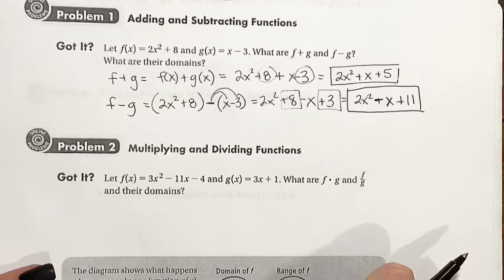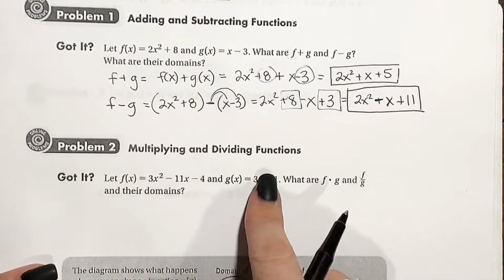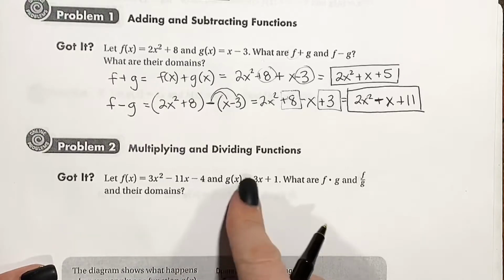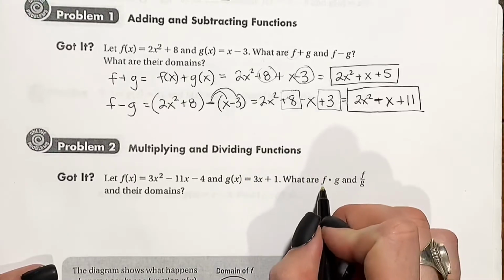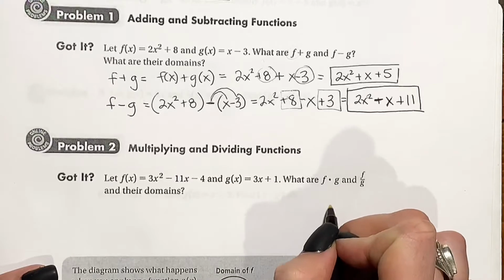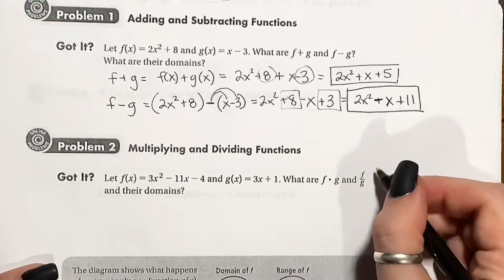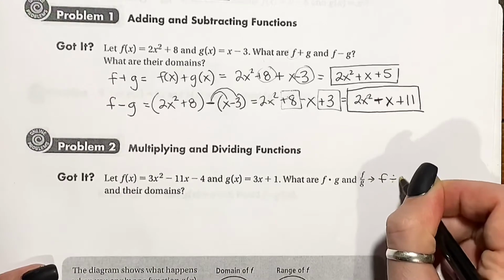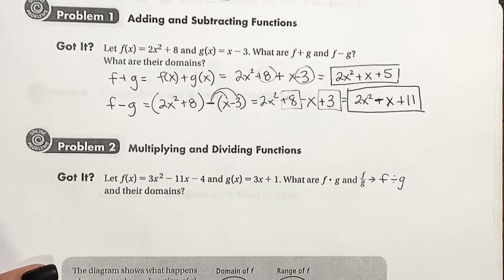Okay, let's try some multiplying and dividing. So we have two new functions here. F is going to be 3x squared minus 11x minus 4, and g is 3x plus 1. And they're asking you to do f times g. So you'll see that little dot there for multiplication. And then f divided by g. And sometimes you will see it written out as f divided by g this way as well. So you can do either one.